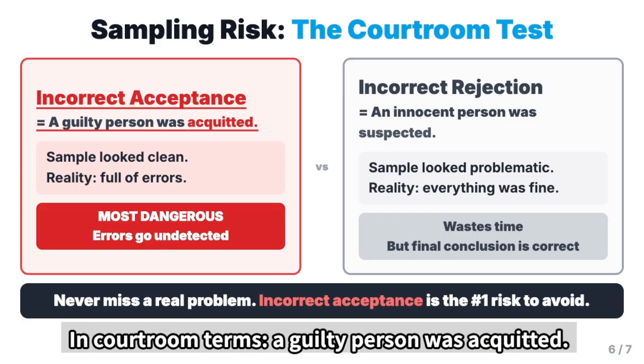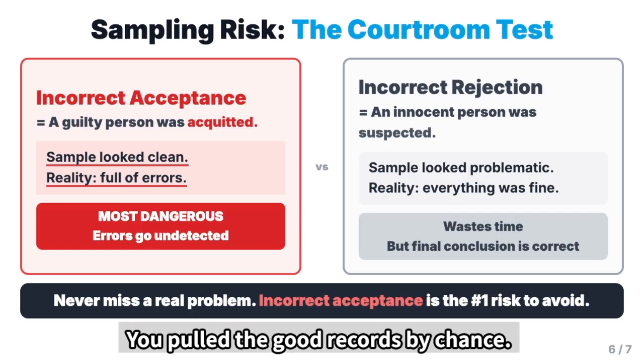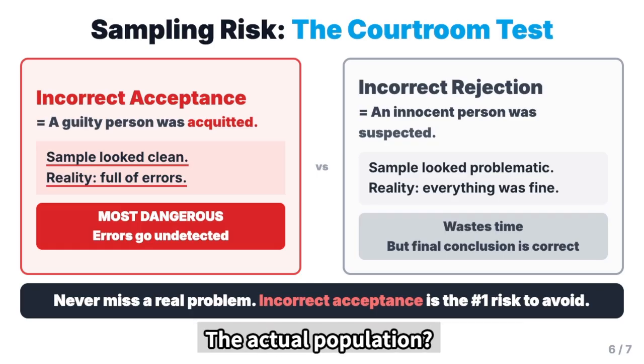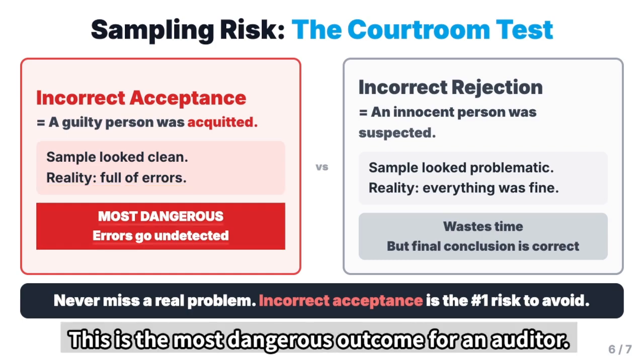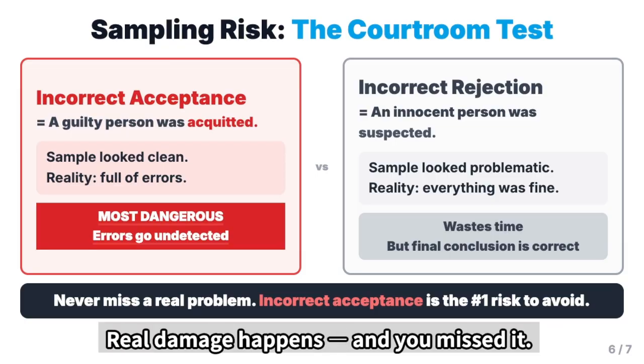In courtroom terms, a guilty person was acquitted. Your sample happened to look clean. You approved the good records by chance. The actual population, full of problems. This is the most dangerous outcome for an auditor. Errors go undetected. Real damage happens and you missed it.